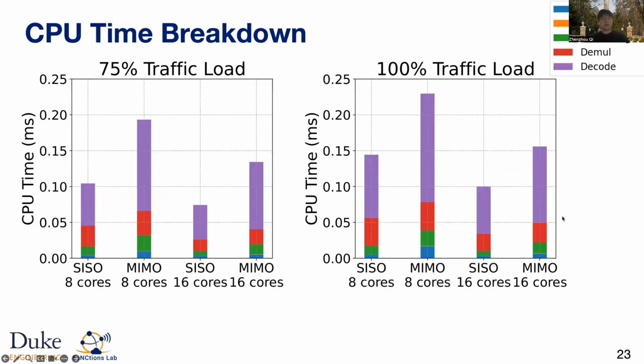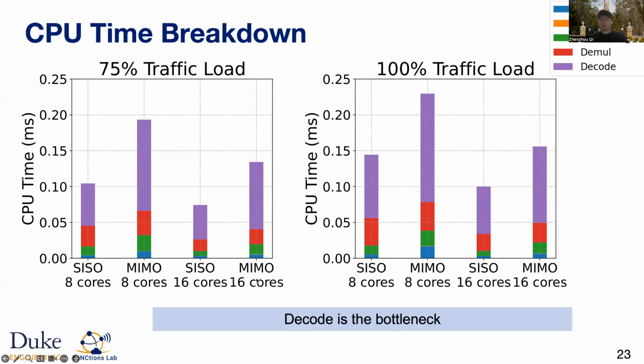We further break down the CPU times into 5 different categories: FFT, CSI, beam weight, demodulation, and decoding. We presented the results for the 75% traffic load and 100% traffic load for different scenarios, such as SISO with 8 cores, MIMO with 8 cores, SISO with 16 cores, and MIMO with 16 cores. From all those scenarios, we realized that decoding is actually a bottleneck.